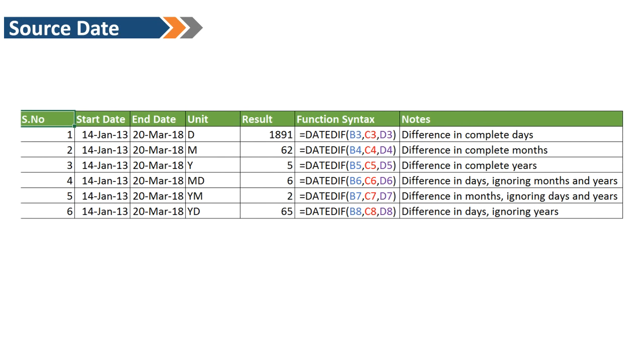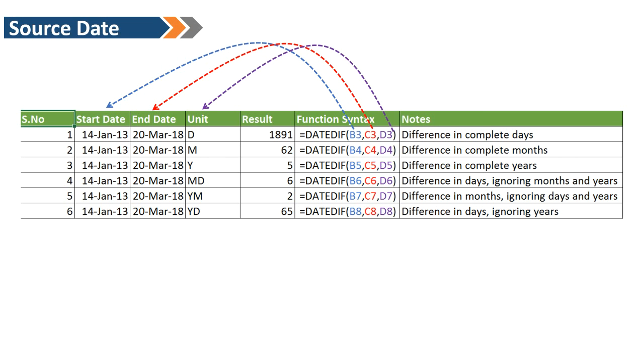Now moving to the data source. In my data source, I have serial number in column 1, start date in column 2, end date in column 3, and unit in column 4. Then my result, then my function syntax, then note. So as I told you, there are three arguments in this syntax. First one is start date, indicated with blue arrow. Second is end date, indicated with red arrow. Third is my unit, depending on the requirement, indicated in purple arrow.